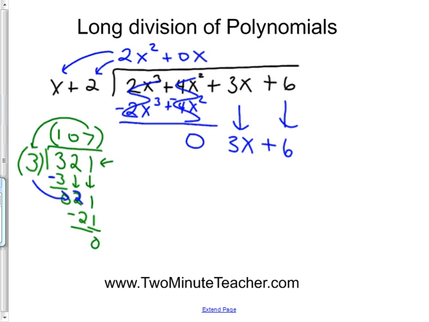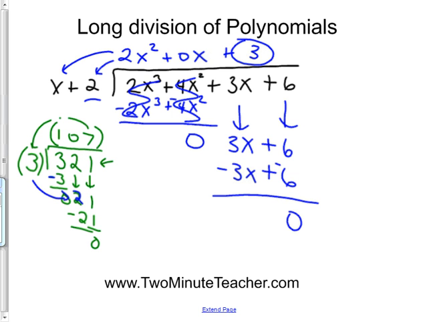And now I'm going to say, okay, what number should I put here so that when I multiply it by these guys, I will get this. And specifically in this case, I need to multiply by 3. So I'm going to put a plus 3. 3 times the x makes 3x. 3 times the 2 makes 6. And then I can do the opposite of each, and I come up with a remainder of 0.